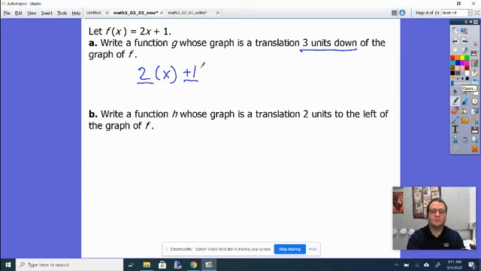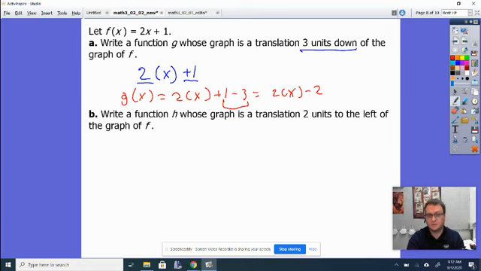So I'm going to modify this for g of x. I'm going to get 2x plus 1, and then that down 3, I'm just going to put on the outside, -3. Okay, clean this up a little bit. So 2x minus 2. And then at this point, I don't really need those parentheses, so I'm just going to distribute that 2. So 2x minus 2.